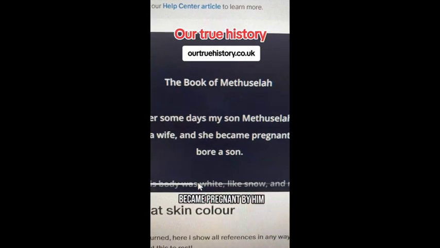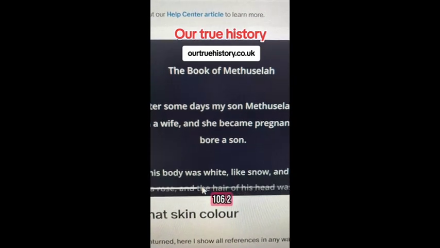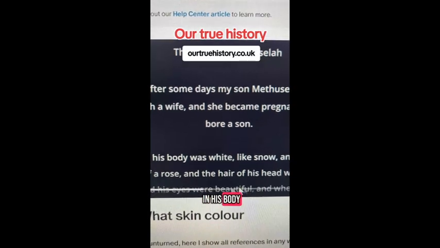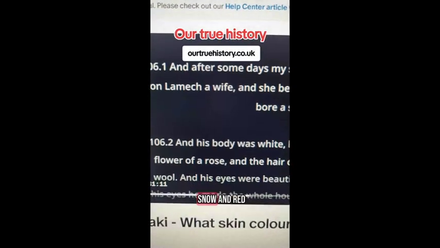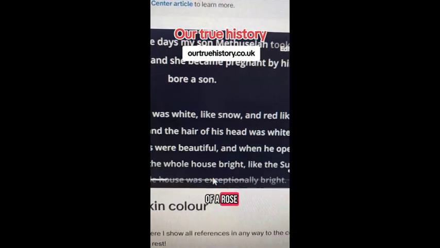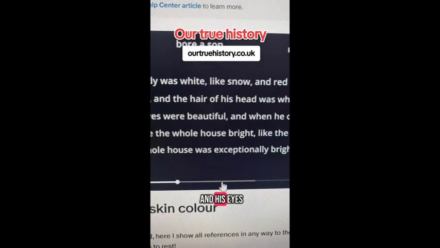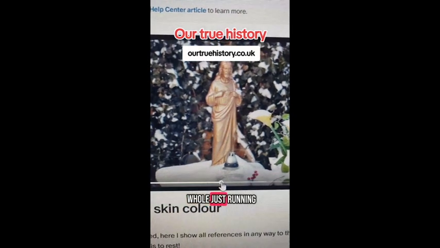watching, well done. She became pregnant by him and bore a son. 106.2, and his body was white like snow and red like the flower of a rose. So here and I'm the looking hair at the his children head of was the white like Anunnaki. wool. And his eyes were beautiful, and when he opened his eyes, he made the whole... I'm just running on a bit more.